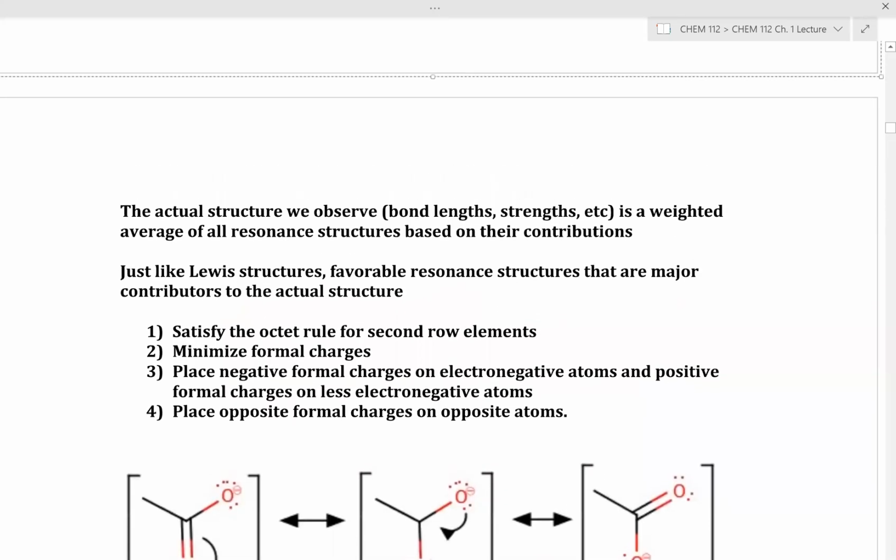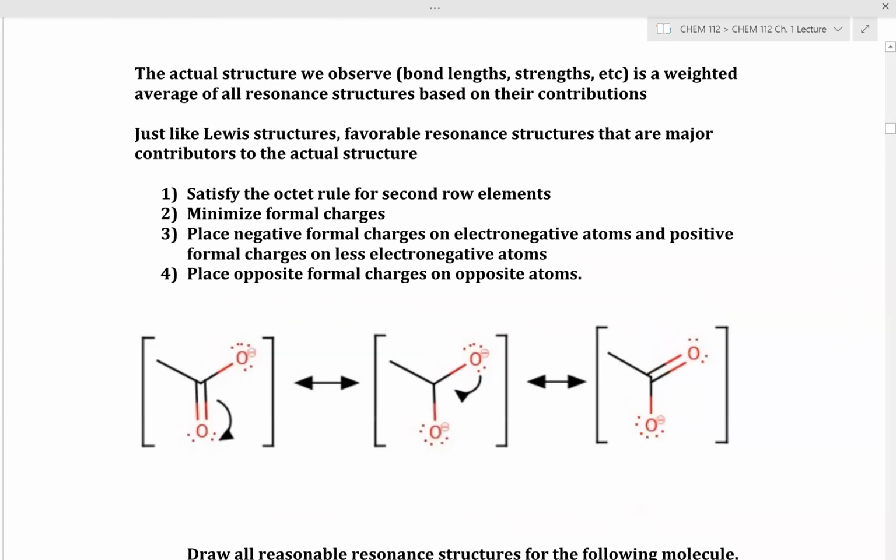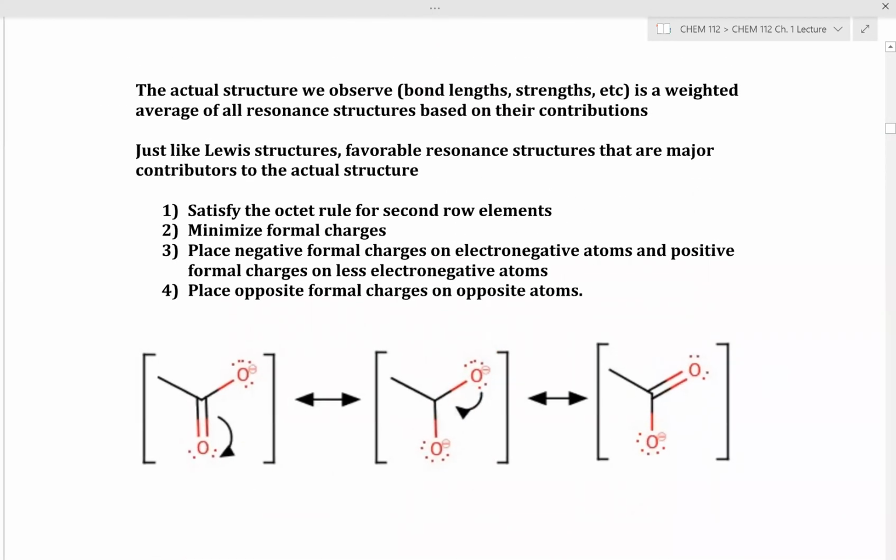Okay, and now let's really emphasize a key point about the resonance hybrid. When we're talking about the resonance hybrid, or the actual structure that we observe, it is a weighted average of all resonance structures based on their contributions.